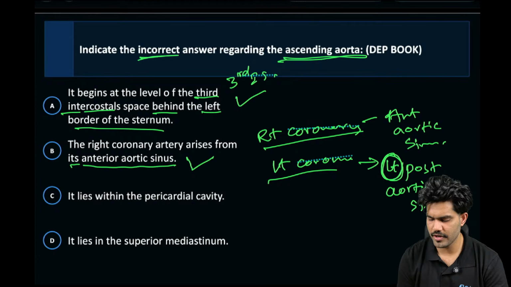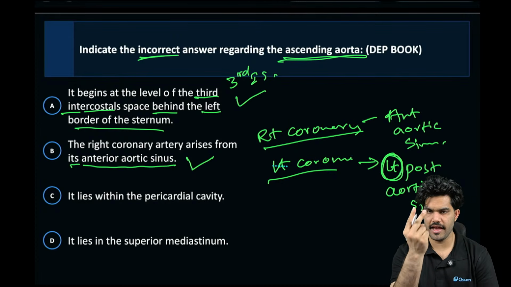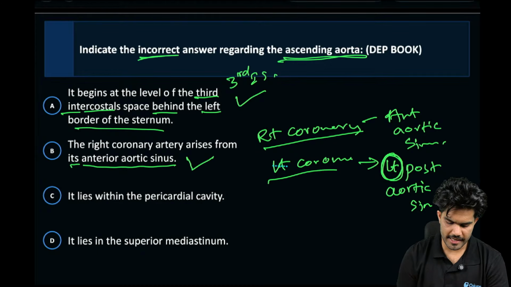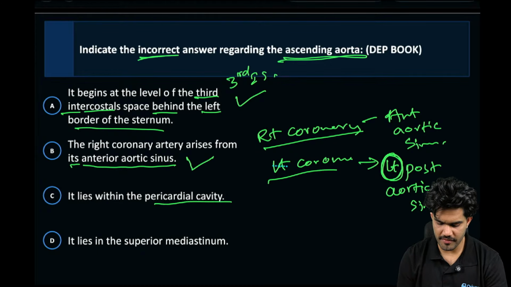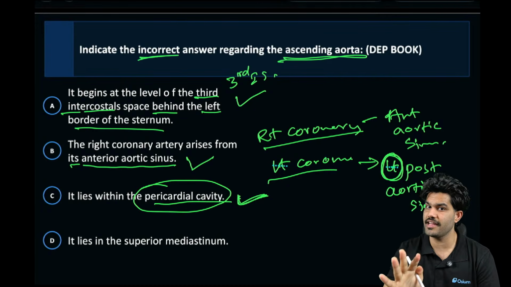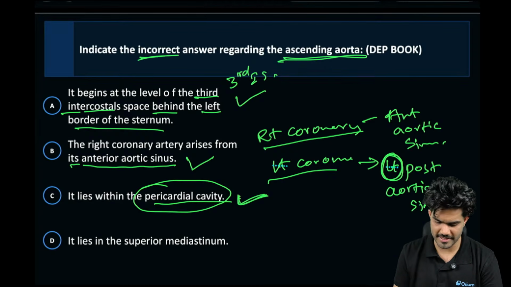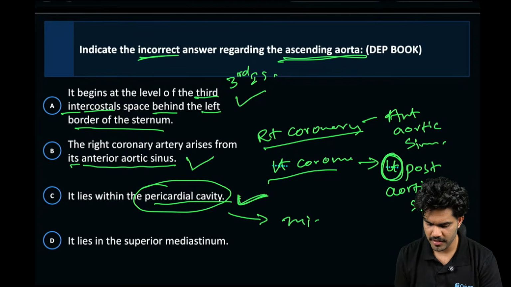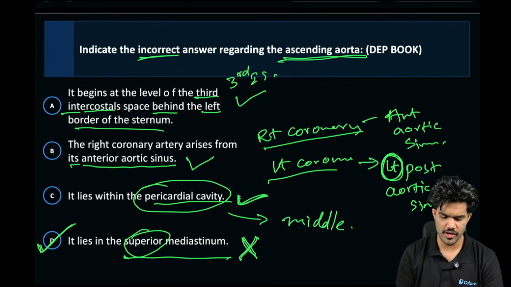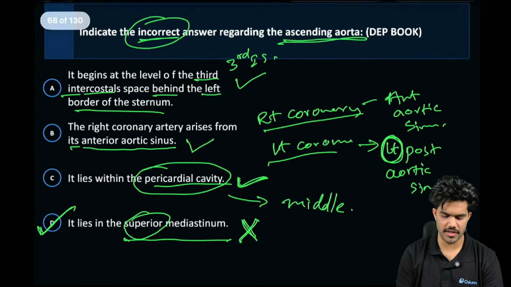Focus here because posteriorly we have two cusps or two sinuses. Okay, it lies within the pericardial cavity. Yes, within the pericardial cavity. So if it is within the pericardial cavity, it should be in which mediastinum? Should be in middle mediastinum. See, middle mediastinum. So the fourth option is wrong. It is not in superior mediastinum. So the wrong answer they ask, option will be D.